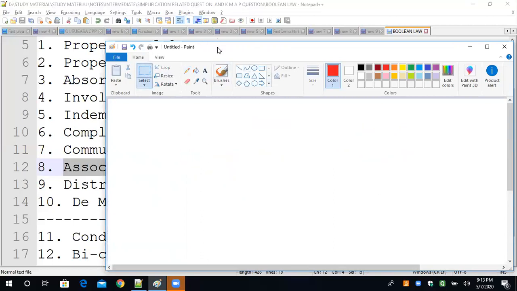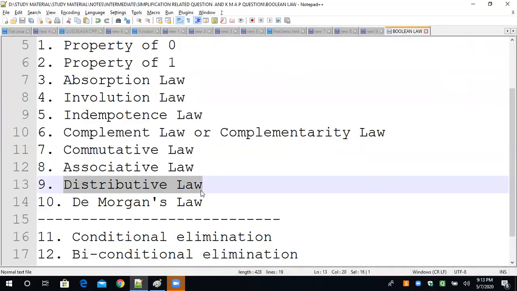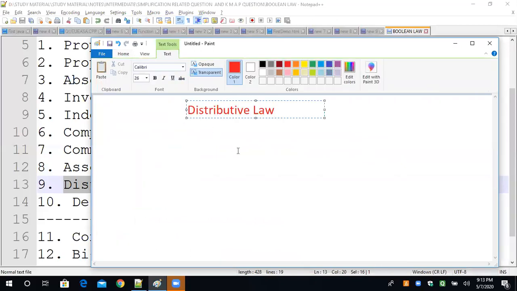Okay, what about the second law after the associative law, the distributive law? It is a very important law. Distributive law and De Morgan law both are very important. According to the distributive law, because we have applied this law in the absorption law. Okay, hope you remember that.